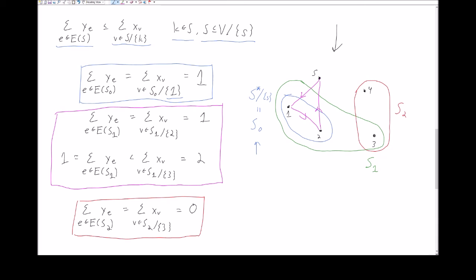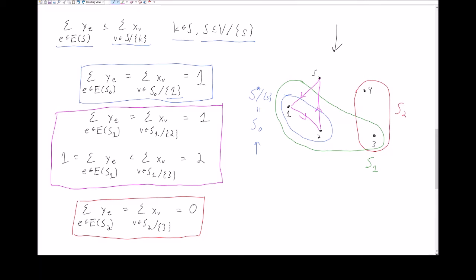Also note that the number of edges completely contained inside of S naught is 1. It's only the edge 1, 2. And so this constraint is met with equality. This is the main intuition behind this constraint, that the number of edges completely contained in the optimal set is going to be 1 less than the number of nodes that have to be visited inside of this set.